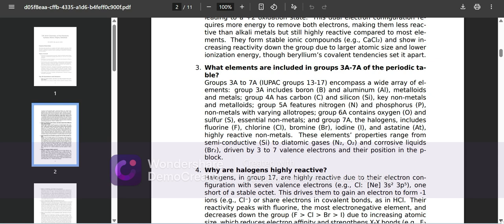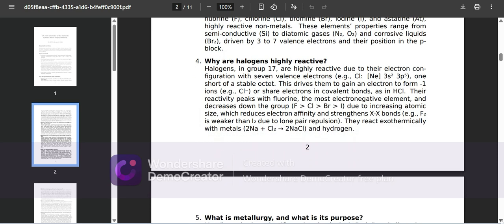and group 7A, the halogens, includes fluorine, bromine, iodine, and astatine, highly reactive non-metals. These elements' properties range from semiconductors to diatomic gases (nitrogen, oxygen) and corrosive liquids (bromine), driven by 3 to 7 valence electrons and their position in the p block.